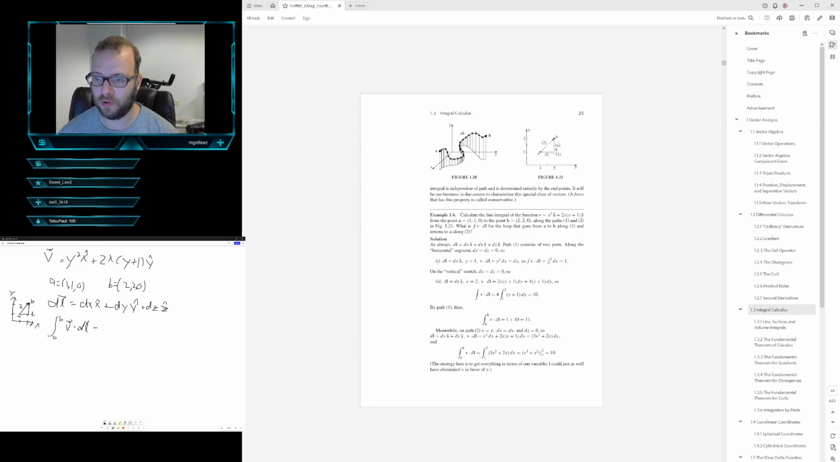this whole integral is equal to the integral from A to point (2, 1, 0) of v dot dx x hat, plus the integral from (2, 1, 0) to point B of v dot dy y hat. Okay, so let's break this up. So part 1.